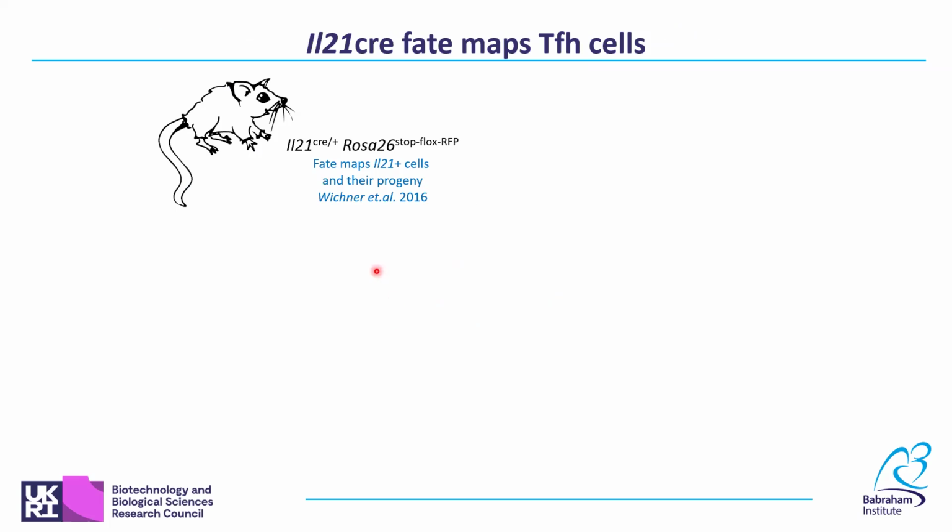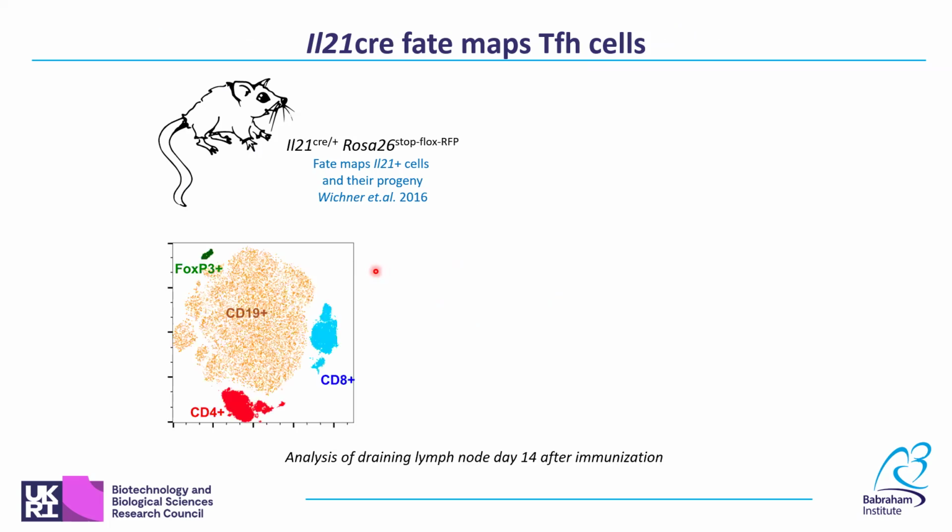Fortunately, there was a fate mapper mouse for IL-21 made over 10 years ago now, and it was originally made to fate map Th17 cells. The way this works is that it will fate map any cell that expresses the IL-21 gene. So that the ROSA locus, which contains the RFP, expresses RFP continuously. So once the cell has expressed the IL-21 gene, it is permanently marked with RFP.